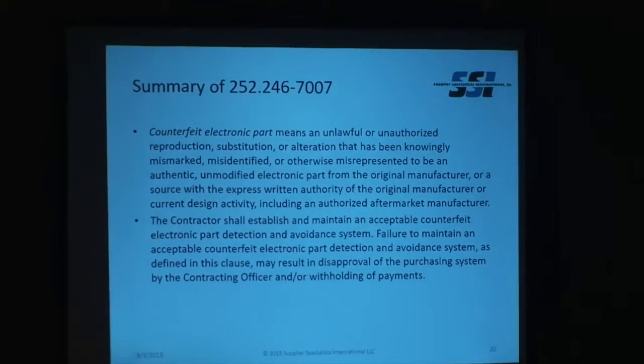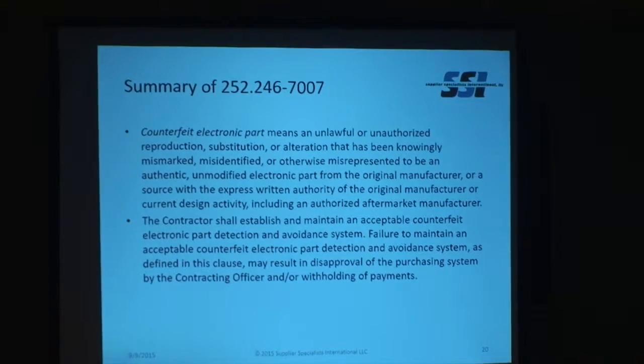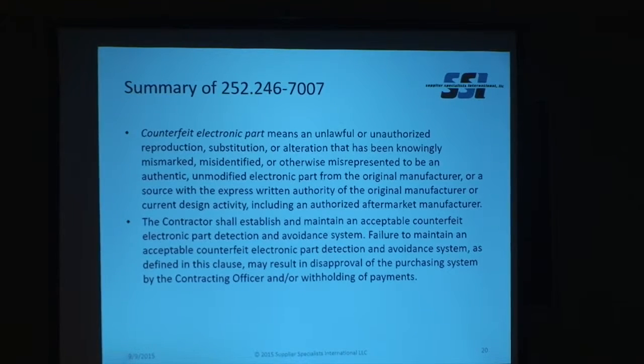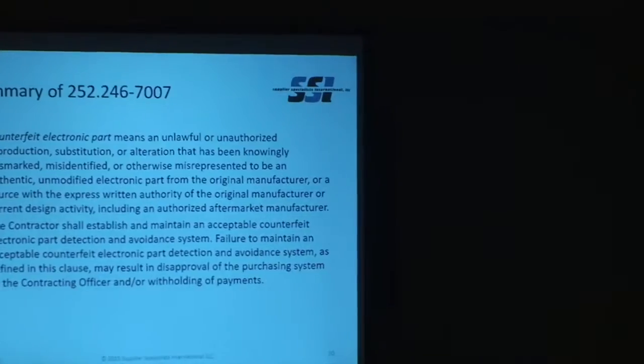So here's a summary of a couple of the new DFARs. So here's the definition. Counterfeit electronic part means unlawful or unauthorized reproduction, substitution, or alteration, knowingly mismarked, misidentified, unmodified part from the original manufacturer, or a source. So what it's saying is, hey, if it isn't produced by the original manufacturer or a company that's licensed from the original manufacturer, it's a counterfeit. And then contractors have to maintain an acceptable counterfeit electronic part detection and avoidance system. Failure to maintain this may result in disapproval of the purchasing system and or withholding of payments. So they're really putting their mouth where their money is.